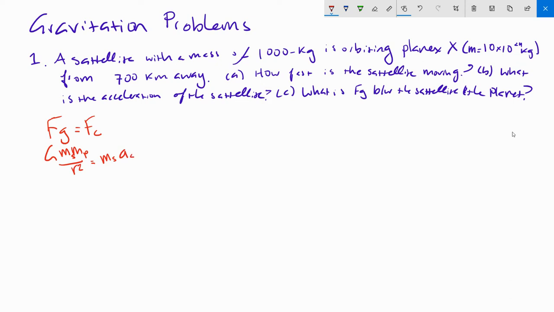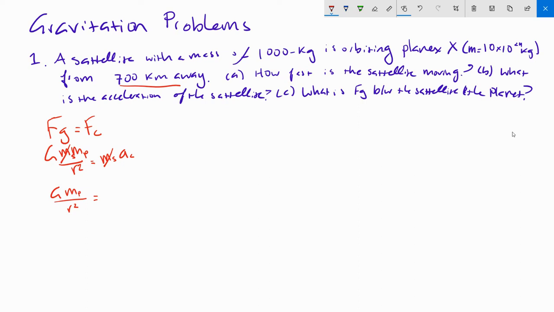Let's do some simplification here. I can cancel my mass of the satellite on both sides, so it didn't even matter that I knew the mass of the satellite right now. We didn't need it for this part of the problem. Let me rewrite this. G, mass of the planet, over r squared, and r is going to be that 700 kilometers, is equal to AC.